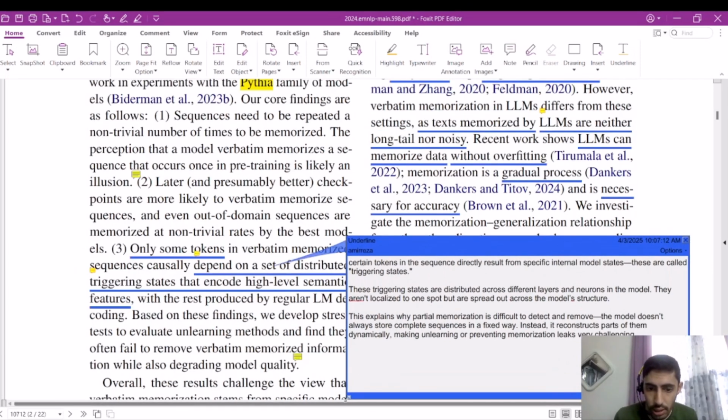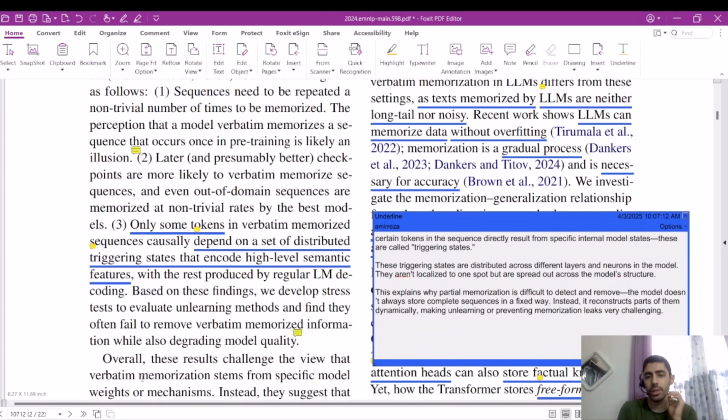It said certain tokens in a sequence directly result from specific internal model states. These are called triggering states. It means that some states and neurons inside models cause the triggering. Specific internal model states cause the triggering of verbatim memorization. These triggering states are distributed across different layers and neurons. They are not localized to one spot, but are spread across the model structure.